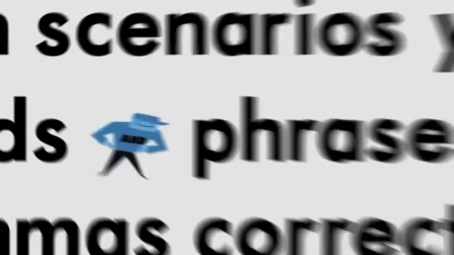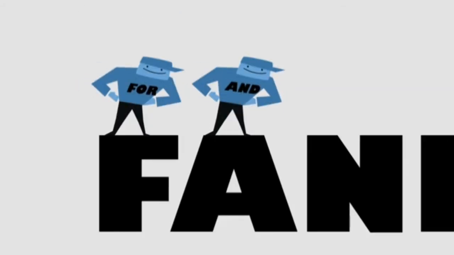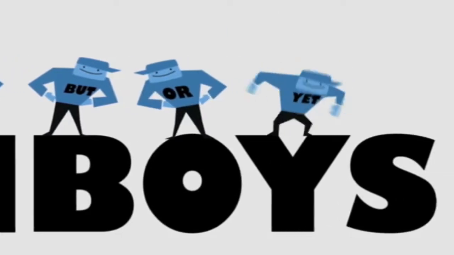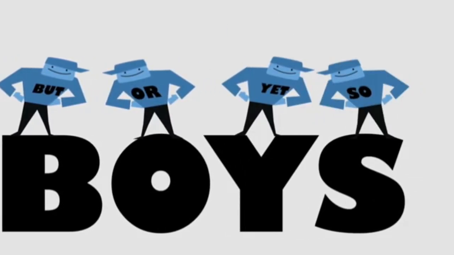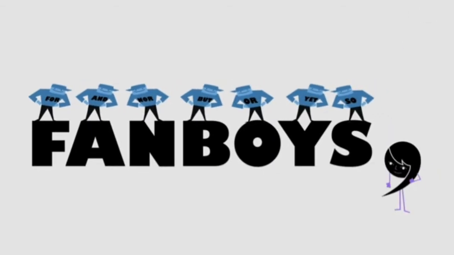Conjunctions are small and nimble. They are words that connect clauses, words, and phrases. You can easily remember the conjunctions by remembering the acronym FANBOYS. The conjunctions are for, and, nor, but, or, yet, so. Because they're so small, more often than not, they require the help of a comma, but not always.